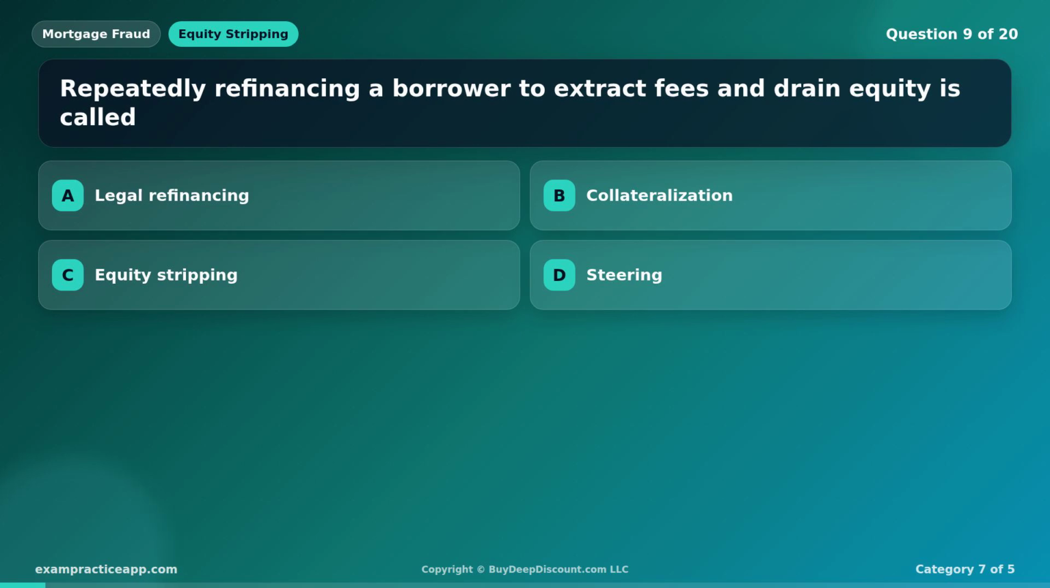Question 9. Repeatedly refinancing a borrower to extract fees and drain equity is called option A, legal refinancing, option B, collateralization, option C, equity stripping, option D, steering. Take a moment to choose your answer. The correct answer is option C, equity stripping. Explanation. Equity stripping drains homeowner equity through excessive refinancing and fees.